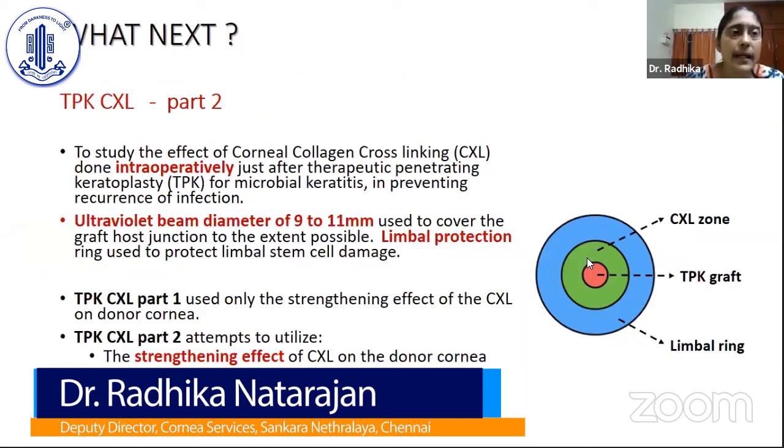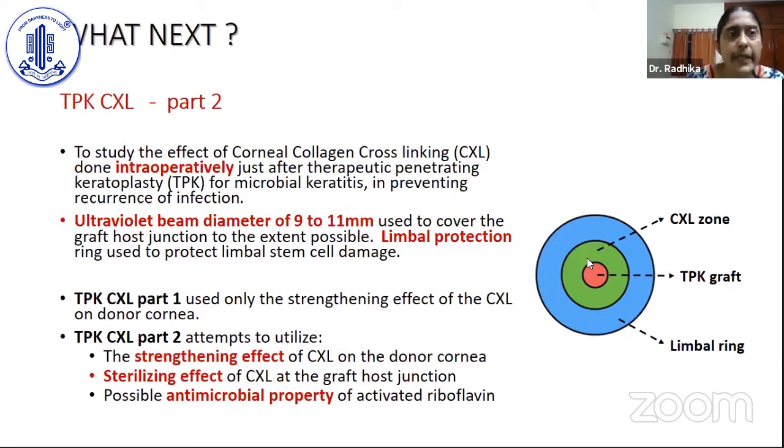So we, at this point of time, tried to do a variant of the CXL on the donor cornea. So instead of doing it on the donor corneal button before doing the TPK, we finished the TPK in a normal fashion. Made sure that the wound is intact so that nothing goes back into the eye. And after that, we did the CXL on the donor button after finishing the therapeutic graft. So we used ultraviolet beam diameter of about 9 to 11 millimeter, depending on the size of the graft. And we also used a limbal protection ring because we sometimes use large beam diameter.